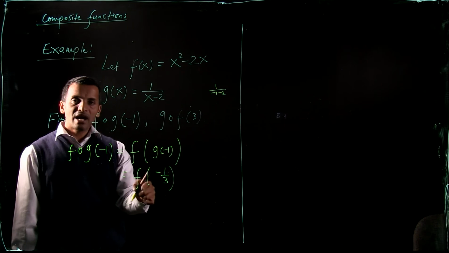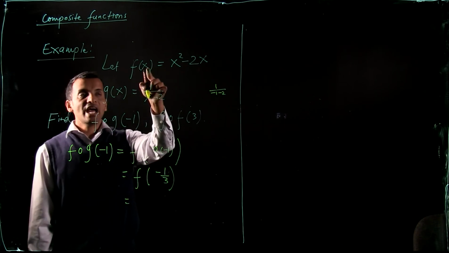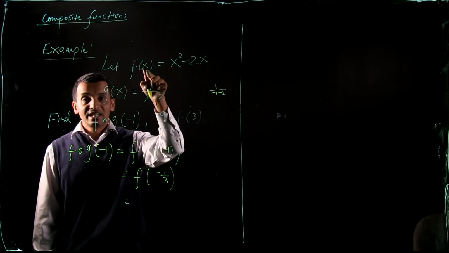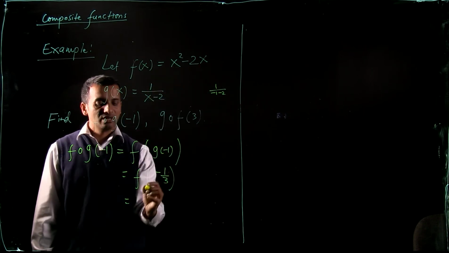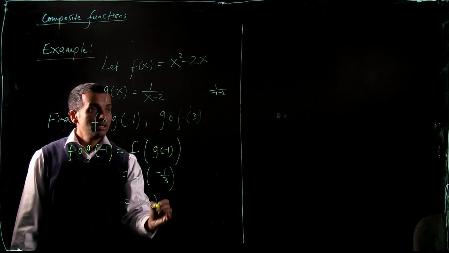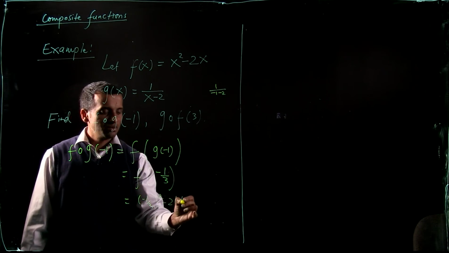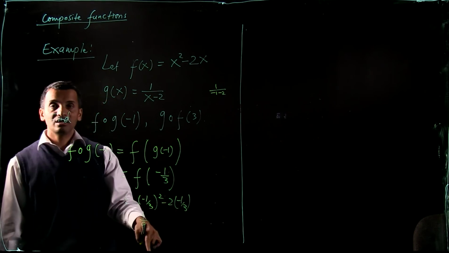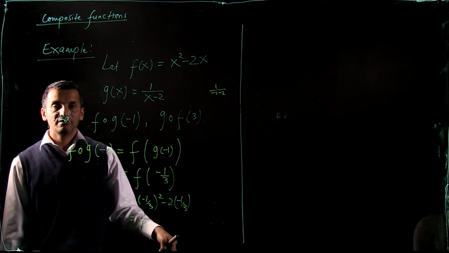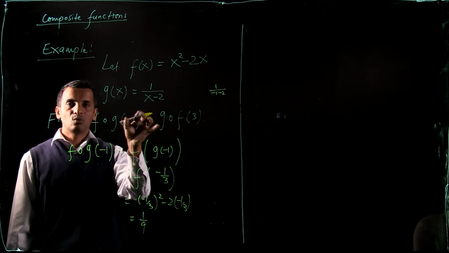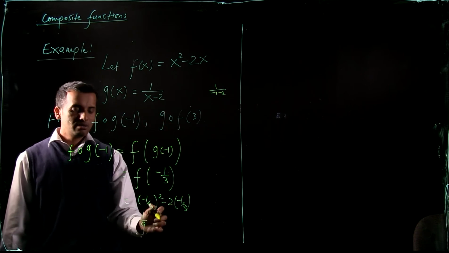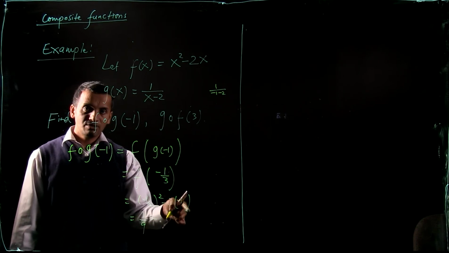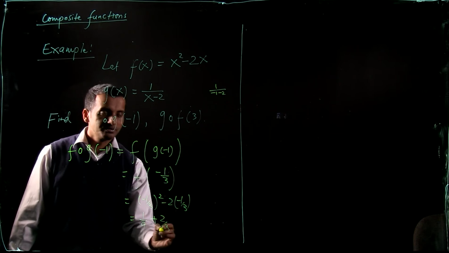Now, how do we find f at -1/3? f of x is x squared minus 2 times x, right? So replace x by -1/3. You'll get (-1/3) squared minus 2 times (-1/3). So how much is that? It is 1/9, since -1/3 times -1/3, a double negative, is positive, and 1 times 1 on the top, 3 times 3 on the bottom, is 1/9. Minus, and then -2 times -1/3 will be positive 2/3, right?